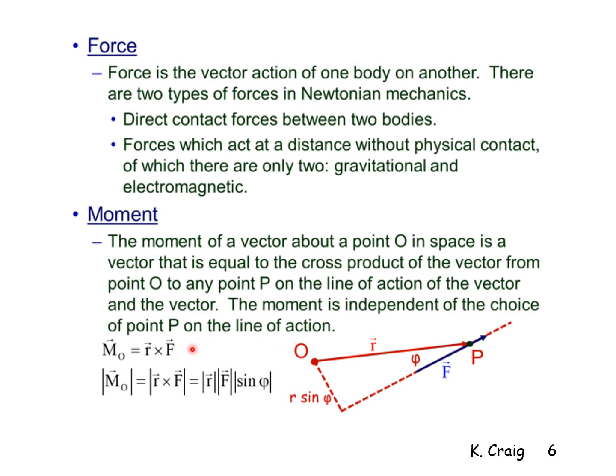And so the moment is given by the vector equation R cross F. It's a cross product. The magnitude of R cross F is the magnitude of R, the magnitude of F, the sine of the angle between, the sine of the angle phi. And the direction is given by the right-hand rule. In this case, R cross F by the right-hand rule will give me a vector coming out of the page, perpendicular to the page. We need to determine moments because moments then will cause change of orientation of a rigid body.